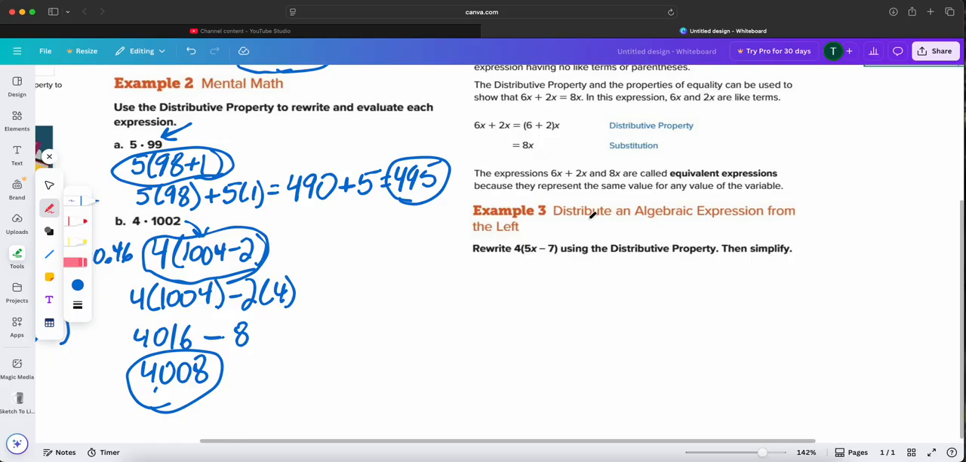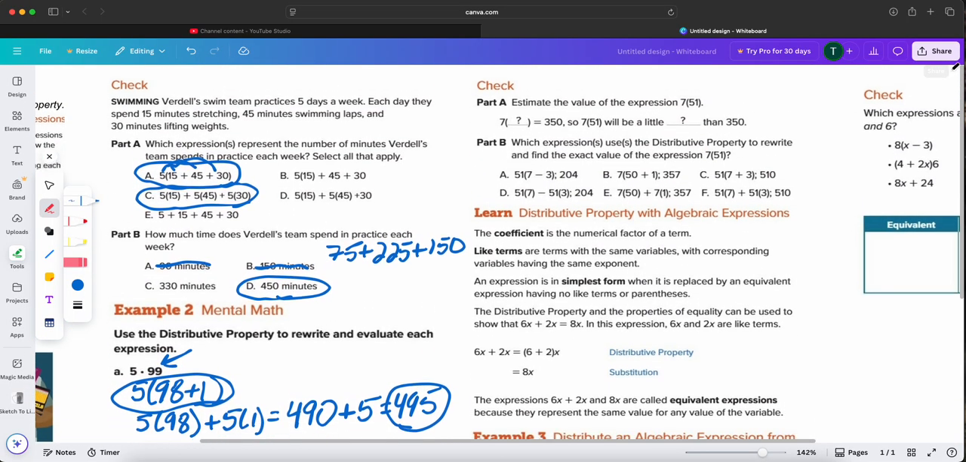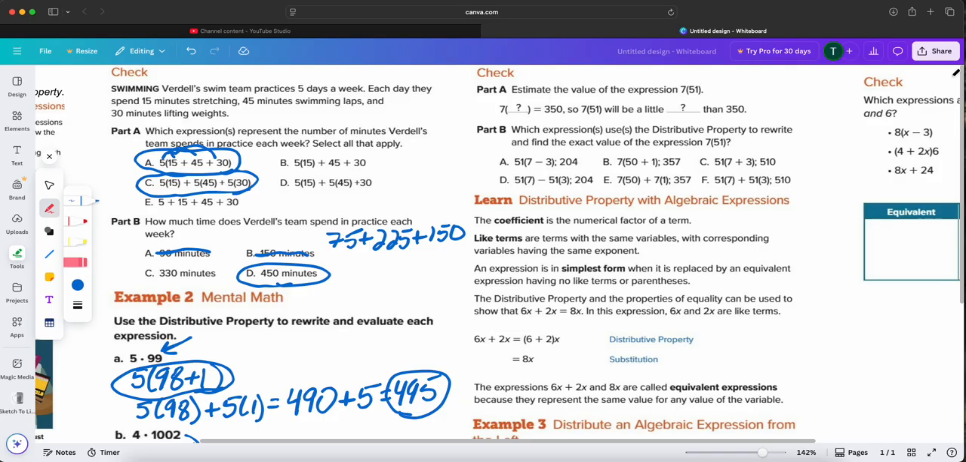So they want us to go ahead and check this next part. It says estimate the value. So this one is using estimation instead of how we did it, which was breaking it apart. So if I think about 51, 51 is really close to the number 50. So I could take 7 times 50 to get an approximation. So we know our answer is going to be around 350.